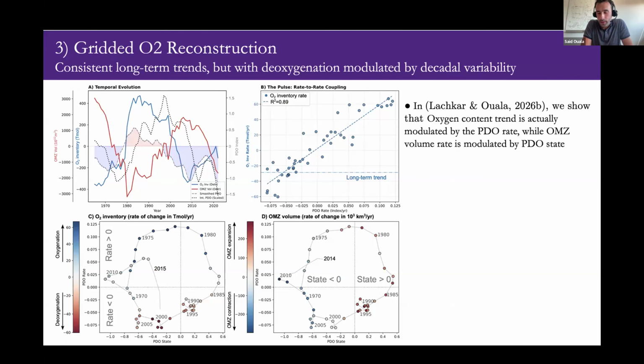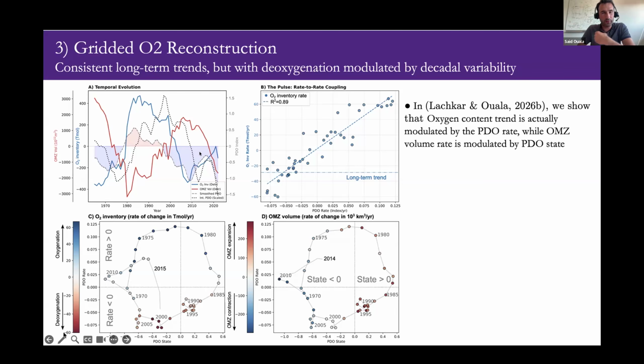So in current studies, we are trying to dig a little bit deeper into this link between the Pacific Decadal Oscillation and deoxygenation dynamics. So what we did in this recent work, which is submitted to Geophysical Research Letters, is that we took the ocean oxygen content simulated by our product and deseasonalized it. We took off the seasonality and the trend, and we focused on the interannual variability of the product.